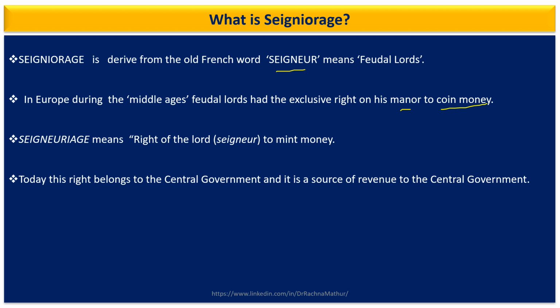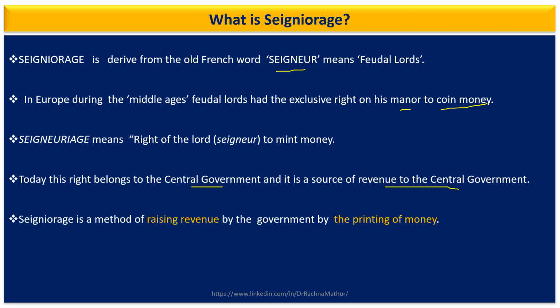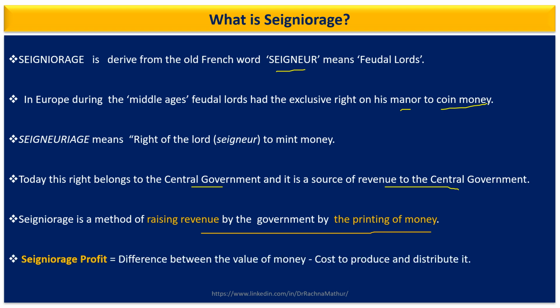In today's time, this right belongs to central government and it is a source of revenue to the central government. So, seigniorage means raising revenue by the central government by printing of money. It is the revenue or the profit of the government, which is the difference between the value of money and the cost to produce and distribute it.